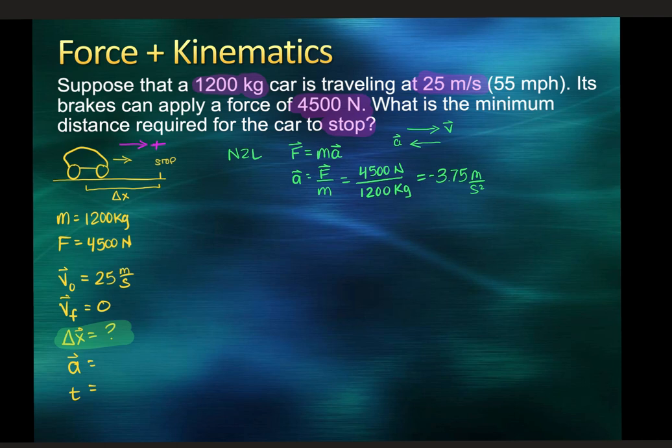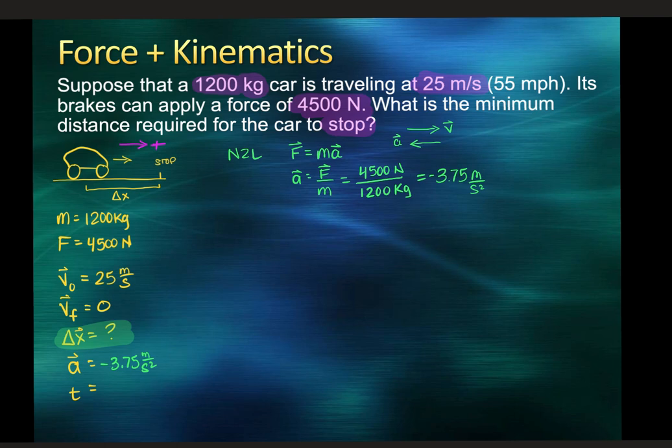And in a situation like this, you just have to reason that out, okay? So here's my acceleration. I'm going to come down and write that in, negative 3.75 meters per second squared. And now I have enough to solve for delta x. I have v final, I have v initial, I have delta x, and I have a.